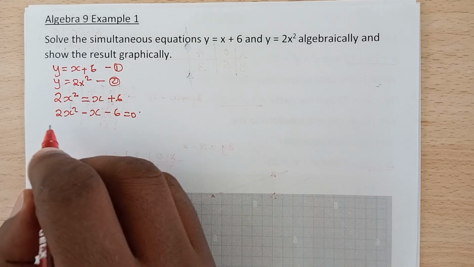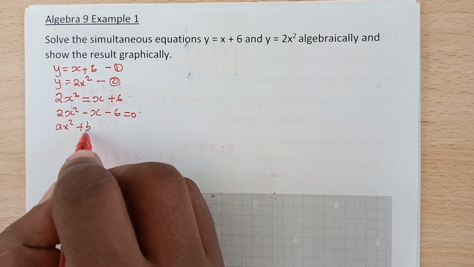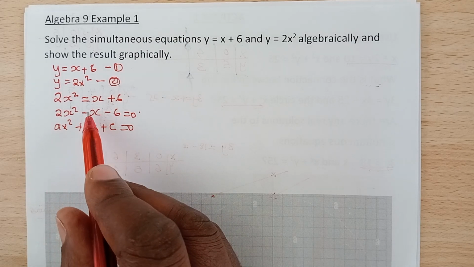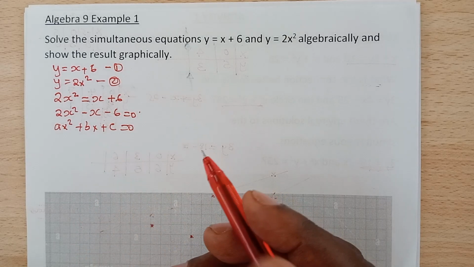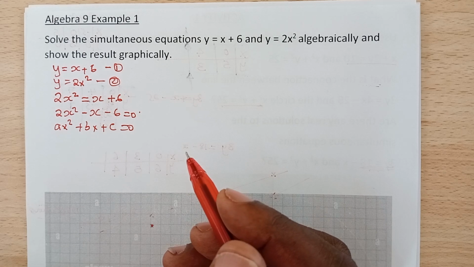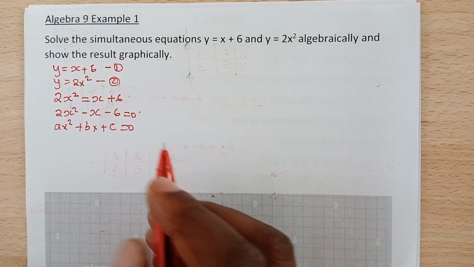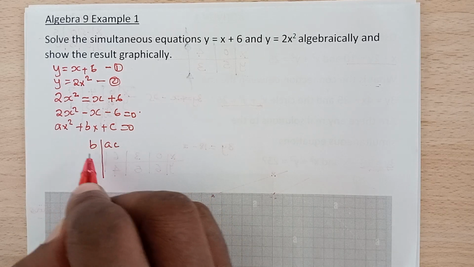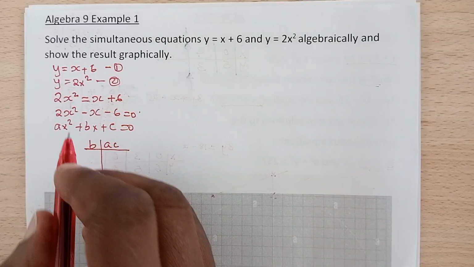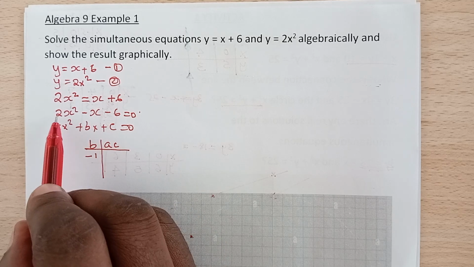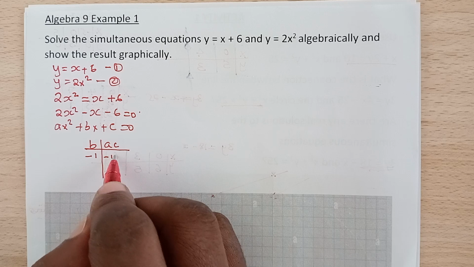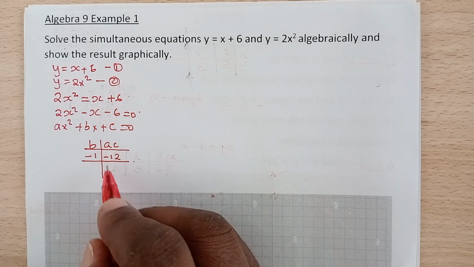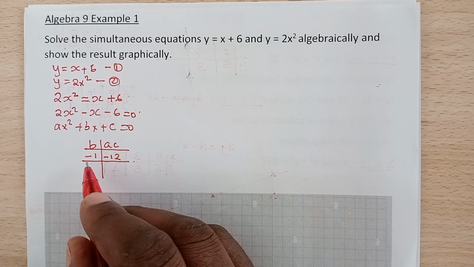We have in general our equation ax squared plus bx plus c equals 0. In this case, you can see our a is 2, our b is minus 1, and our c is minus 6. Using factorization, we look for two factors that, when multiplied, give you ac, and when added, give you b. I call it the BAC approach, where our b is -1, and our ac is a times c, which is 2 times minus 6, which is minus 12. The question is, which two numbers, when we multiply them, give you -12, and when we add them, give you -1.